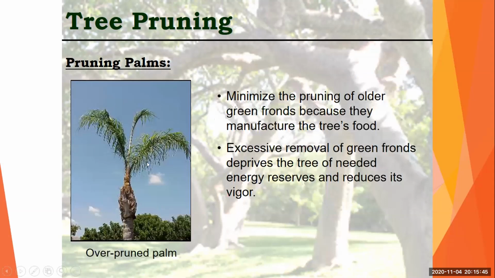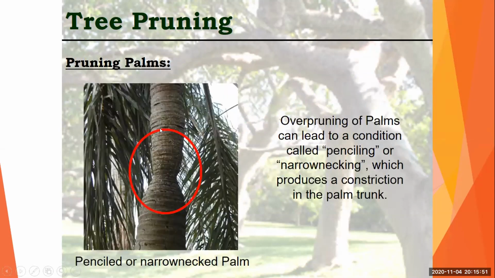So is this good or bad? Bad. And the palms are going to develop this necking, because the tree needs to have energy from the fronds. So if you don't have any fronds, the palms are going to be under stress. They're going to take the nutrients from the trunk, so they're going to produce this type of necking.